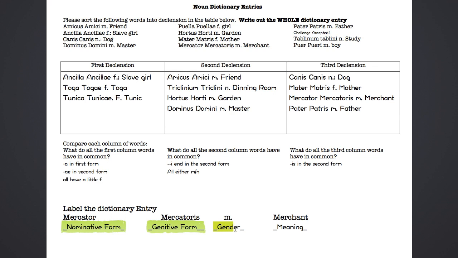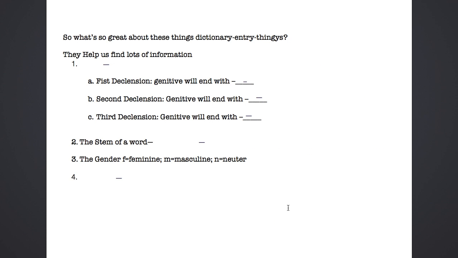This is the gender, which does not matter very much now, but will matter second semester. And last, of course, is what the word means in English. So I can feel you wondering, why do we need this? So let's turn to the back of our notes. There are 4 different reasons.